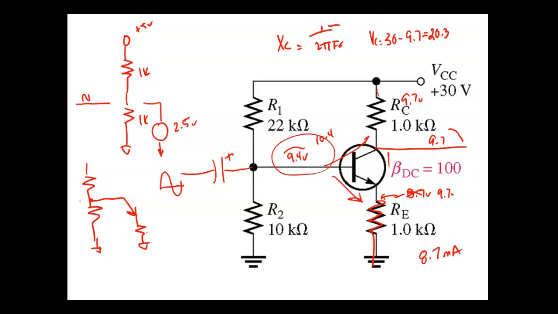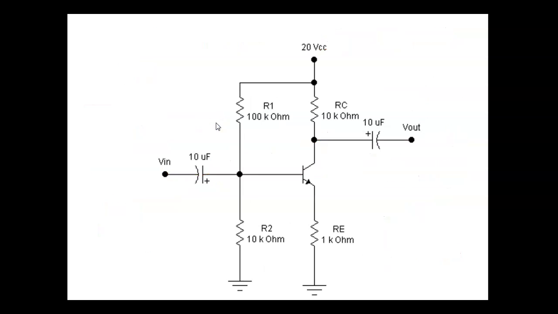But what I'm saying is this output is going to be riding on top of DC also. So my output's going to be riding on top of DC, and my input's riding on top of DC. So if I want to put AC in and get AC out, what am I going to have to put on my collector? What blocks DC and passes AC? A capacitor. So this is basically what the circuit ends up looking like. We call these coupling capacitors.